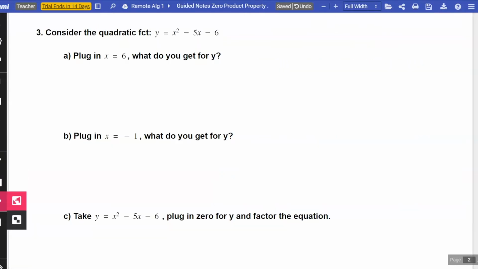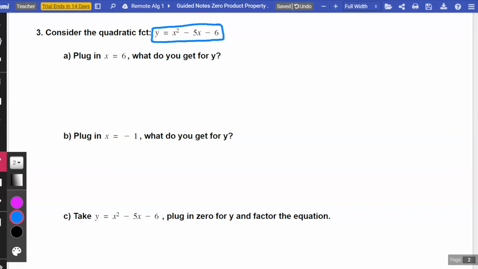All right, so now we're going to do number 3. We're going to consider the quadratic function y equals x squared minus 5x minus 6. This is a quadratic function. We've dealt with quadratic expressions, and now we're going to be using them in equations where we set them equal to y, and you're going to learn how to solve starting in Friday's lesson.